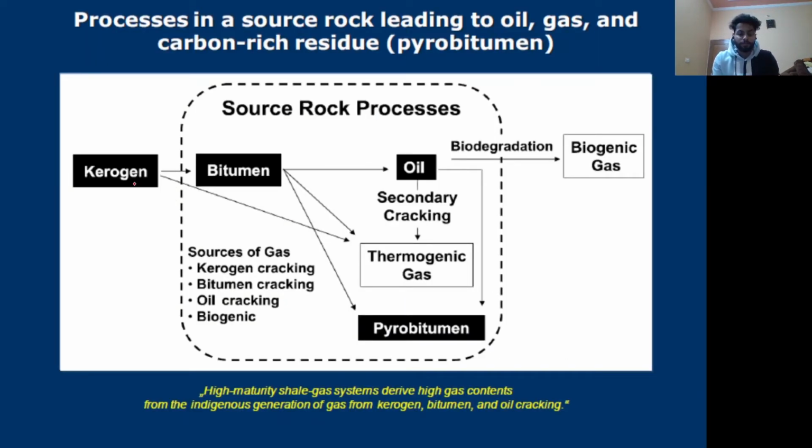Then again, once this kerogen matures, bitumen is formed, and from that oil will form, and from further biodegradation of oil, biogenic gas will form. There is also secondary cracking of oil, which produces thermogenic gas. So this is the process in a source rock leading to oil, gas, and carbon-rich residue, which is your pyrobitumen. This is the entire process through which your oil and gas are formed.